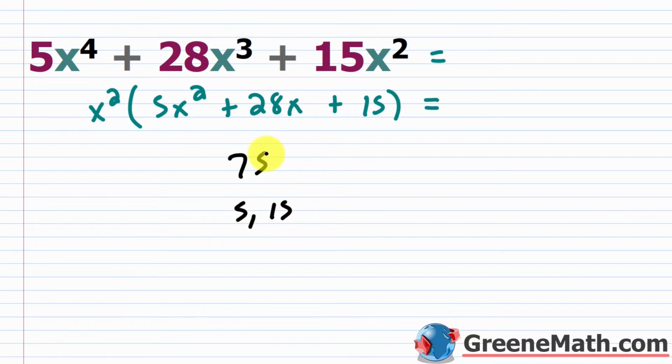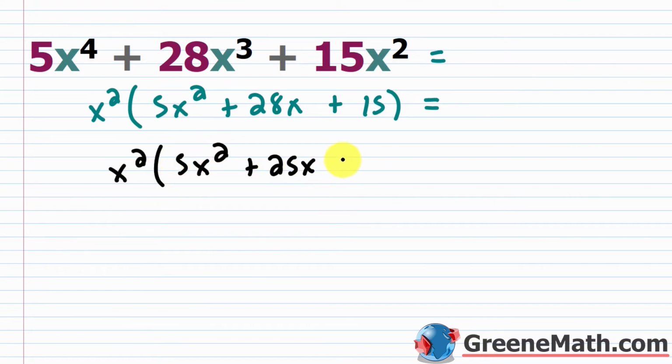Now again, because this guy is positive, I want to sum them. So 5 plus 15 is 20. That doesn't quite work. So I would go down to 3 and 25. So if I tried 3 and 25, that would actually work. 3 plus 25 would give me 28. So that's what I'm looking for. So we want 3 and 25. So let's say x squared here times the quantity 5x squared plus 25x plus 3x plus 15.